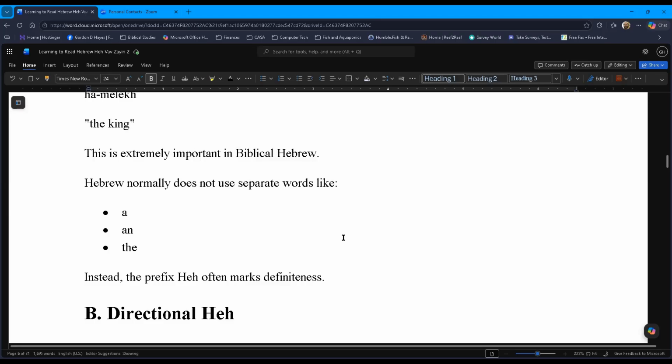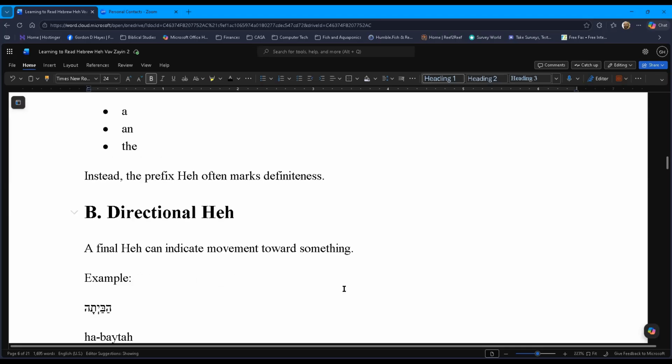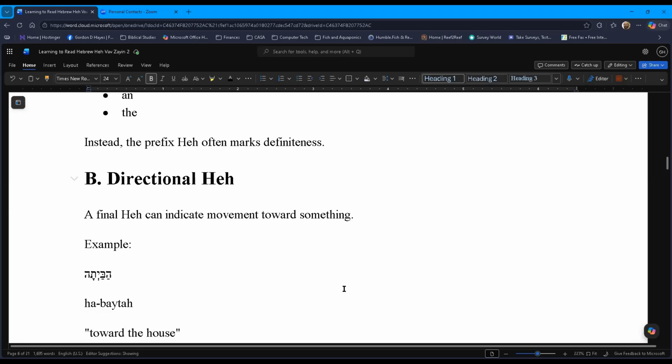And there are some rules in the grammar, and we'll talk about that later, that allow it to be definite, even though the he is not there. It's also a directional he. It can indicate, at the end of a word, Habaita would be translated as "toward the house." Habayit would be "the house." Habaita is "toward the house."